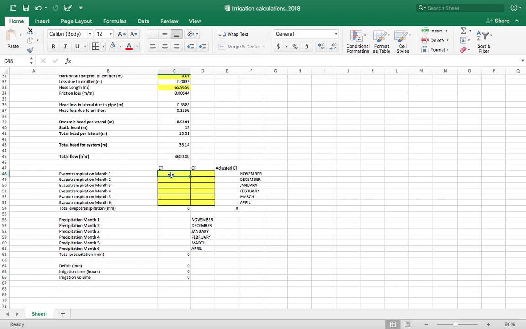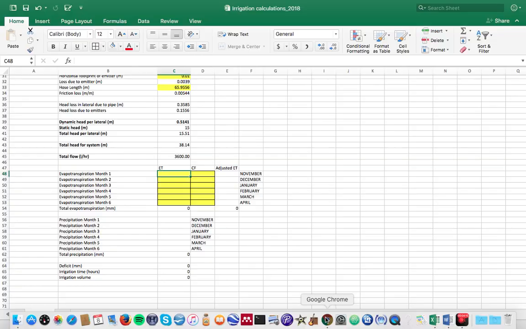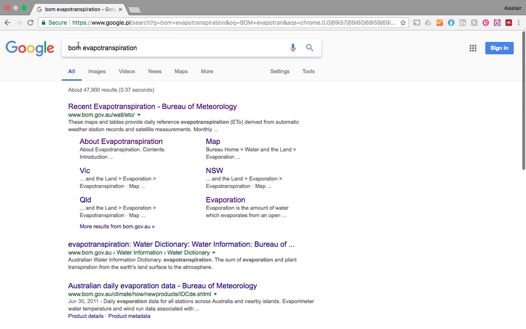So you have to do a tiny little bit of work yourself. So evapotranspiration month 1, that's written in here, November. So we go to Google, Bureau of Meteorology evapotranspiration, and it comes up with recent evapotranspiration. So we'll click on that. Hope my internet works. Yeah, here we go.